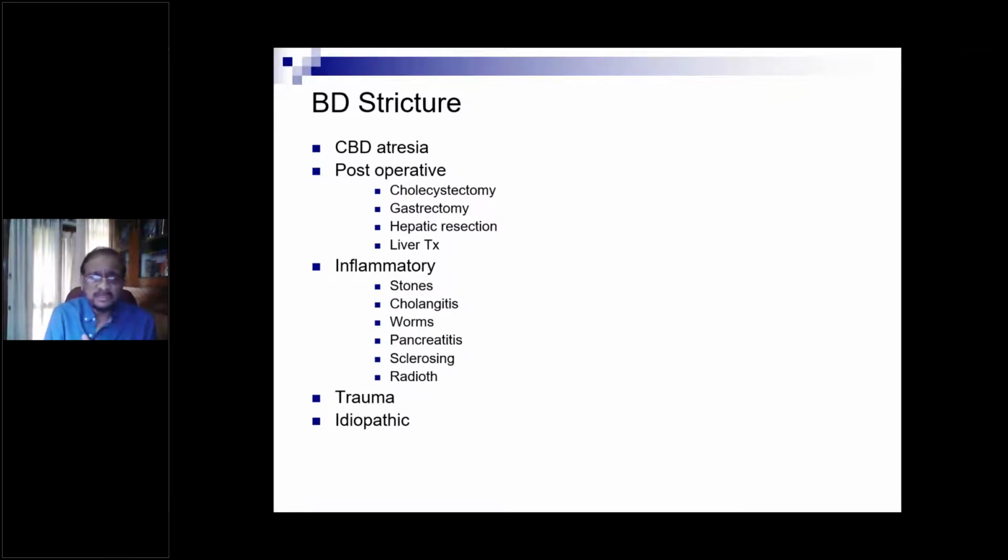What about CBD stricture? Now let's talk about CBD stricture. Causes are simple: atresia, which is most commonly a congenital problem, and post-operative, again more common. So the most common cause among all these is the post-operative. Cholecystectomy, gastrectomy, hepatic resection, liver transplantation. All are possible causes for a post-operative CBD stricture. Inflammatory, you can have recurrent bouts of cholangitis, you can have the worm, we just talked about that, you can have stones, pancreatitis, sclerosing cholangitis, radiotherapy, all causes. Then you can have a congenital CBD atresia, we talked about in the last lecture. Trauma is another cause, and idiopathic, you don't know what is causing the stricture.